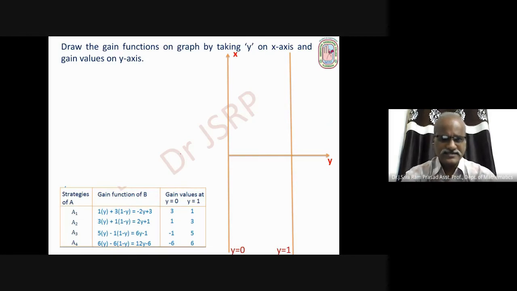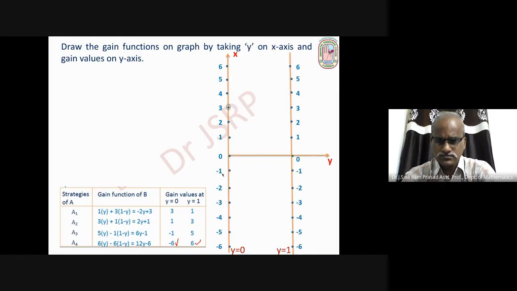Next, observe the range. The negative range is minus 6 and the positive range is 6. So you have to take 6 points on the positive side and 6 points on the negative side. Take 1 centimeter equal to 1 unit. So write the points on the axis. Okay, so this is the graph.